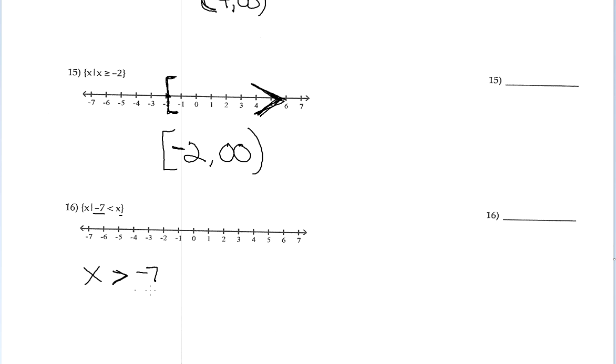Okay, so now this reads x is greater than negative 7, so here's my negative 7. All the values that are greater than negative 7 are going to the right, this way, of course. And at the negative 7, I'm going to have a parentheses. So this ends up being parentheses, negative 7, comma, infinity, parentheses. Okay.